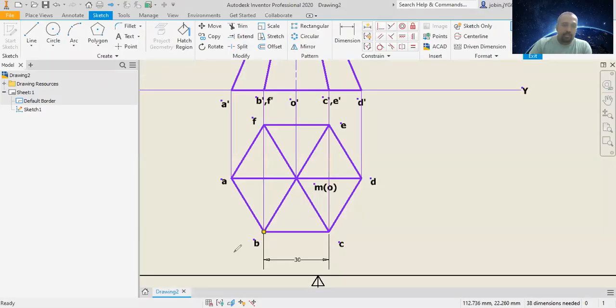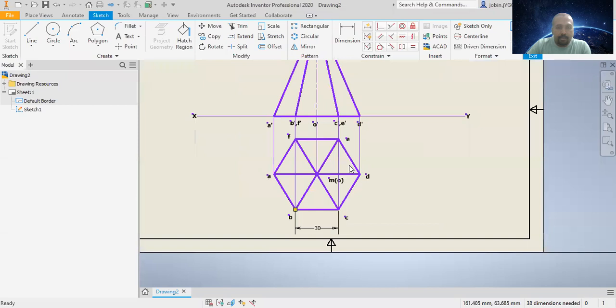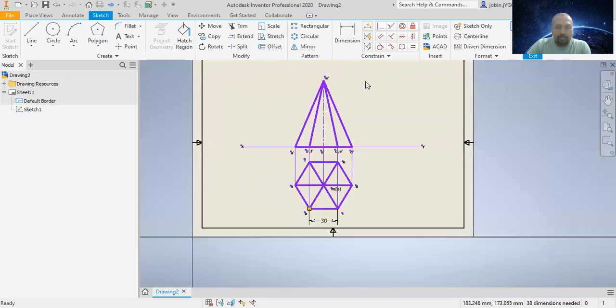So next, I have to draw a line in the top view. This is the axis, so I have to draw a line through the axis such that this inclination is 35 degree. That means 35 degree to VP.